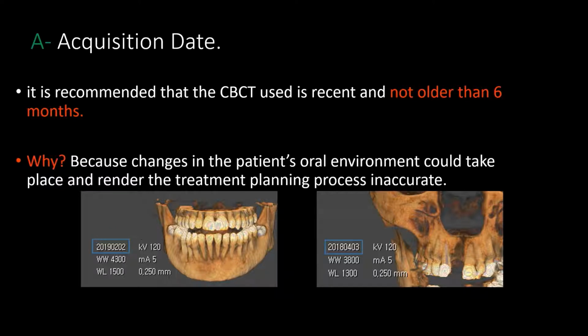It is recommended that the CBCT used is recent and not older than 6 months. The reason why it is not advised to be older than 6 months is because changes in the patient's oral environment could take place and render the treatment planning process inaccurate. Remember that the oral cavity is a very dynamic environment, and a lot of changes can happen very quickly. So what we need to have is the most recent CBCT, so that it accurately represents what is happening in the patient's mouth at the moment.